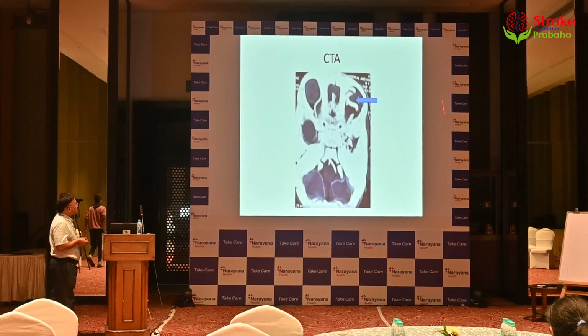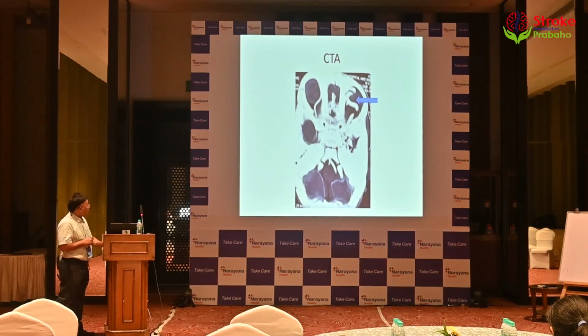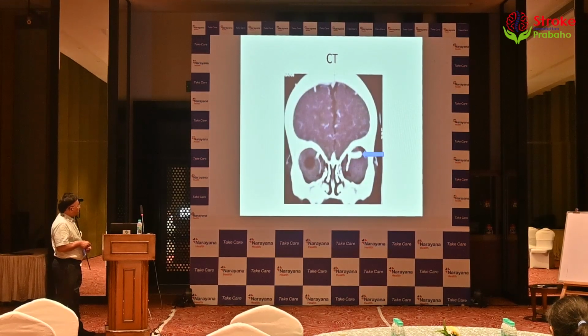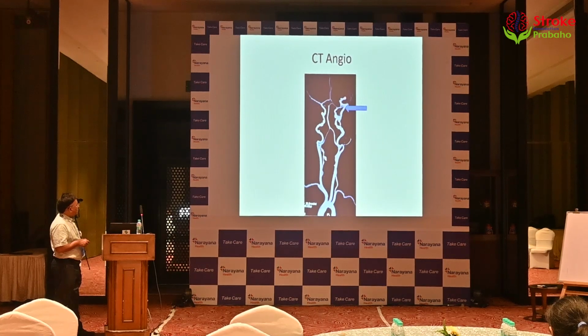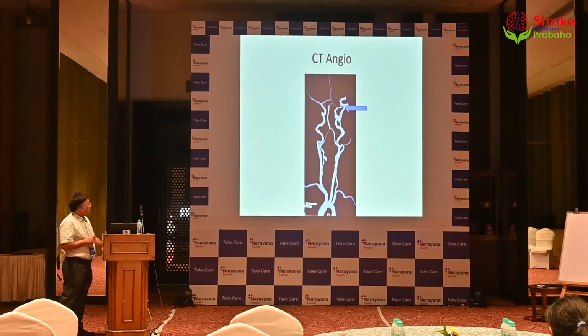So these are the CT angio images, and we can see there's a very prominent superior ophthalmic vein. We can see there's a prominent superior ophthalmic vein here. This is the CT angio. This is the cavernous segment of the ICA, and we can see there's a prominent superior ophthalmic vein here. So it is a case of CCF.